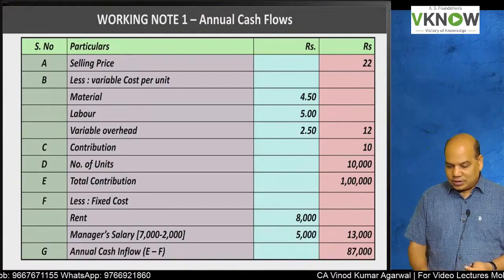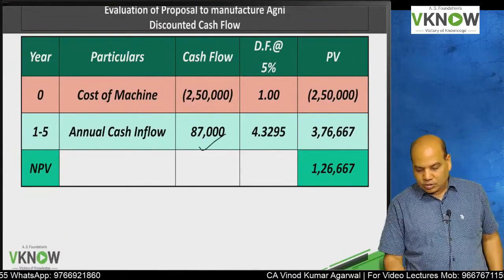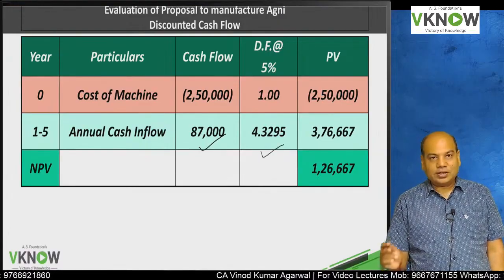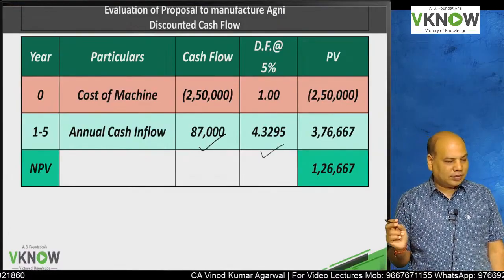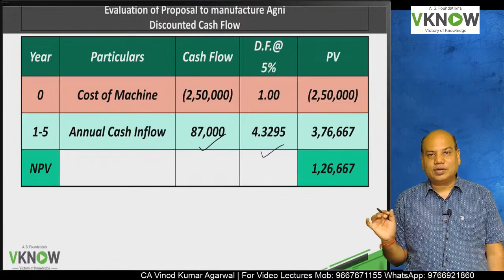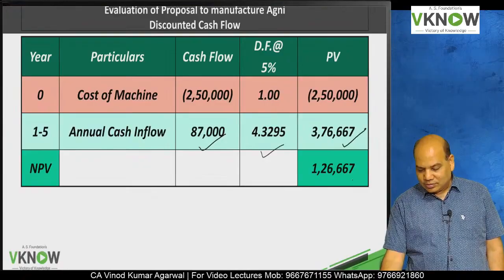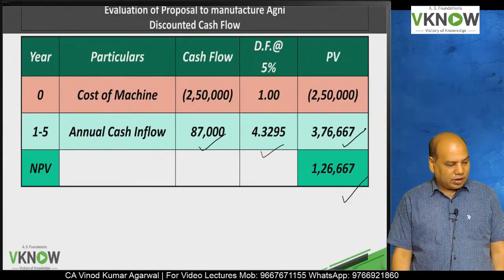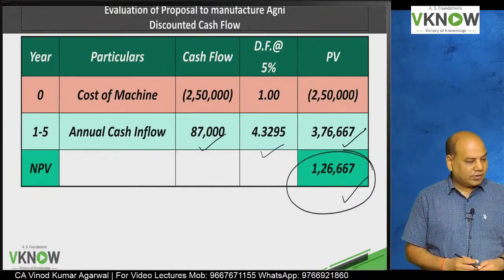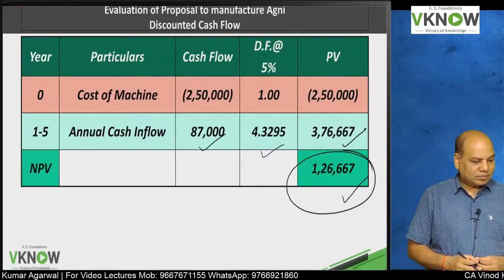Can I go to the main page now? On the main page, write 87,000 here. Calculate the annuity factor at 5%, 5 years. That comes to 4.3295. Multiply. Then find out the NPV and just confirm whether this NPV, 126,667, is it right? Yes.